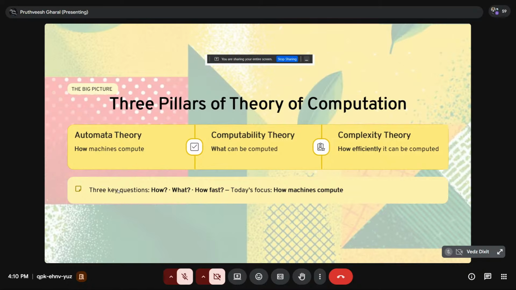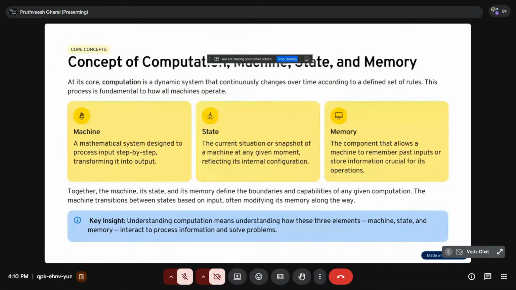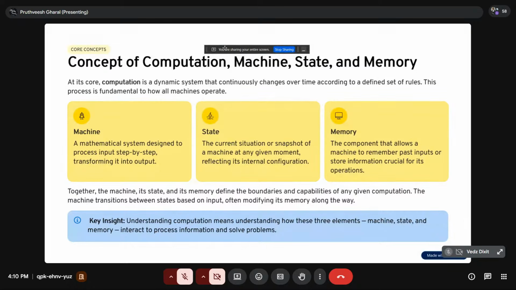Today, we are only focusing on automata theory. Now, in automata theory, these are the core concepts. Okay, so these will come in handy later, but they are very simple.